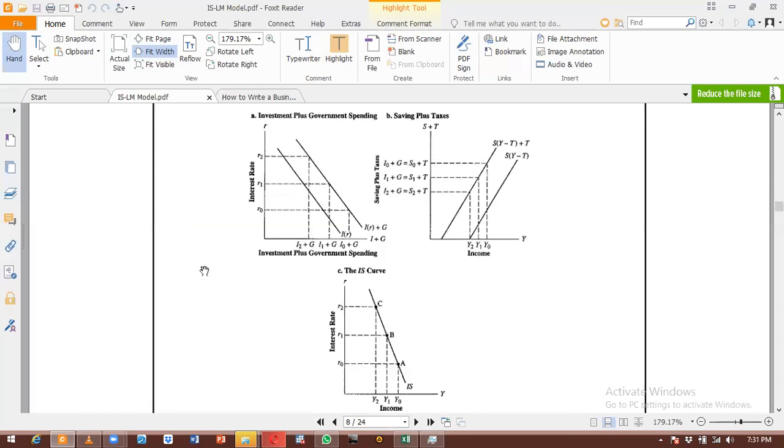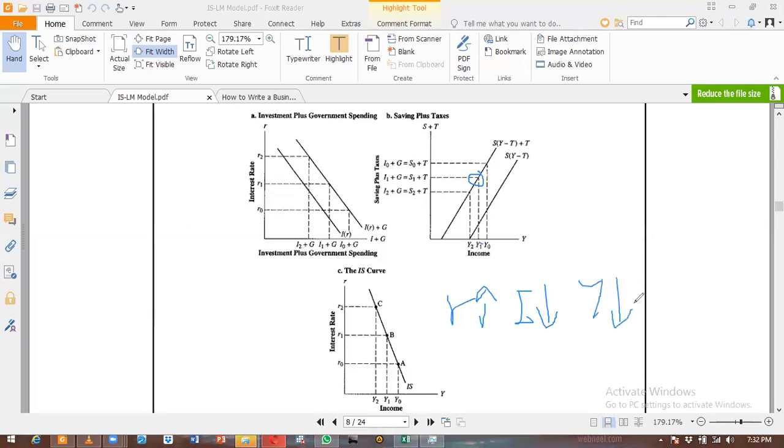Oh, no, no. See, when the interest rate was R0, investment was I0, and this was the level of income. Now there's an increase in interest rate. Because of the increase in interest rate, there's a fall in investment from I0 to I1. As a result, this is the new equilibrium and the new level of Y. There's a fall in Y from Y0 to Y1. So the increase in R is causing a fall in Y.